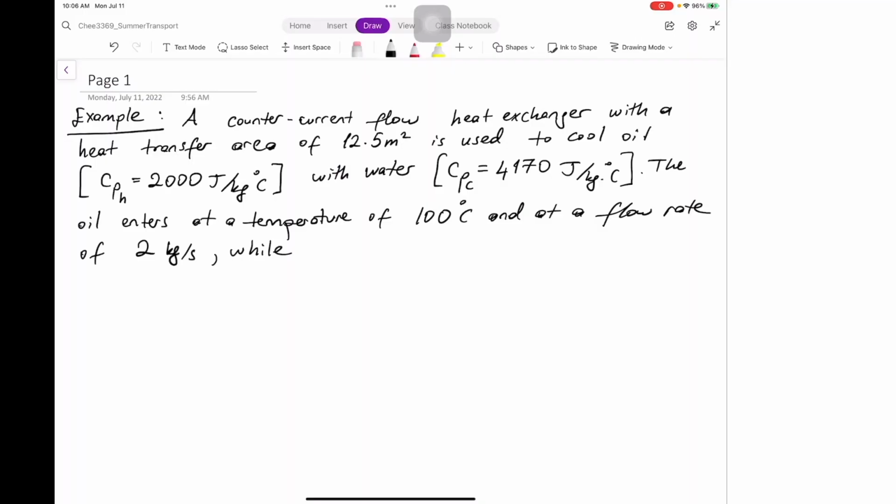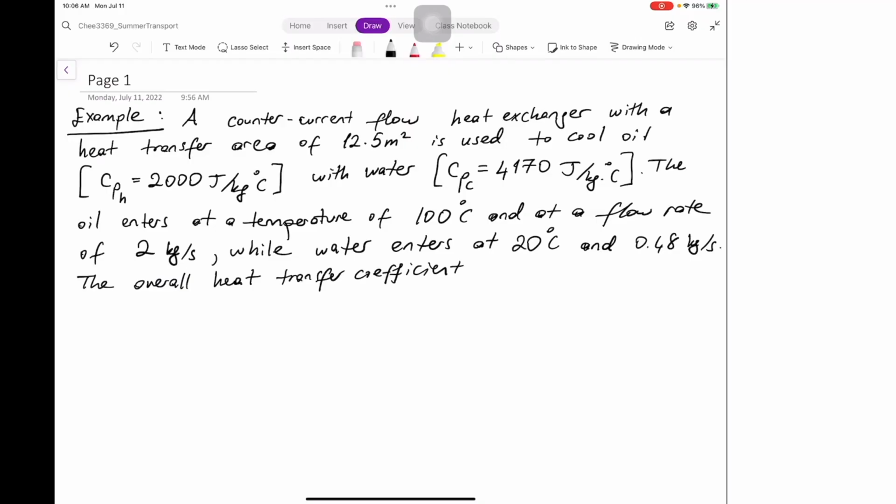while water enters at 20 degrees centigrade and a flow rate of 0.48 kilogram per second. The overall heat transfer coefficient is 400 watts per meter square centigrade. So calculate the exit temperature of the water.